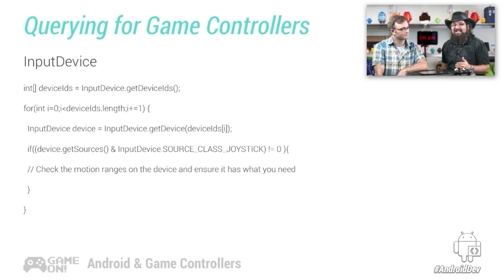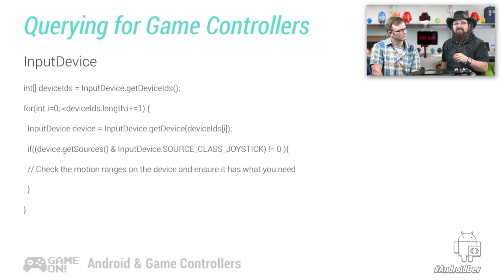What you want to do then is actually iterate over all those device IDs and request, again, from the input device class, get device, and you're going to pass in the ID that you're currently iterating on. That will give you an input device object, and you can now start to ask that input device object about itself. And the key here for detecting game controllers is, in fact, to use device.getSource. So device is our input device object that we created.